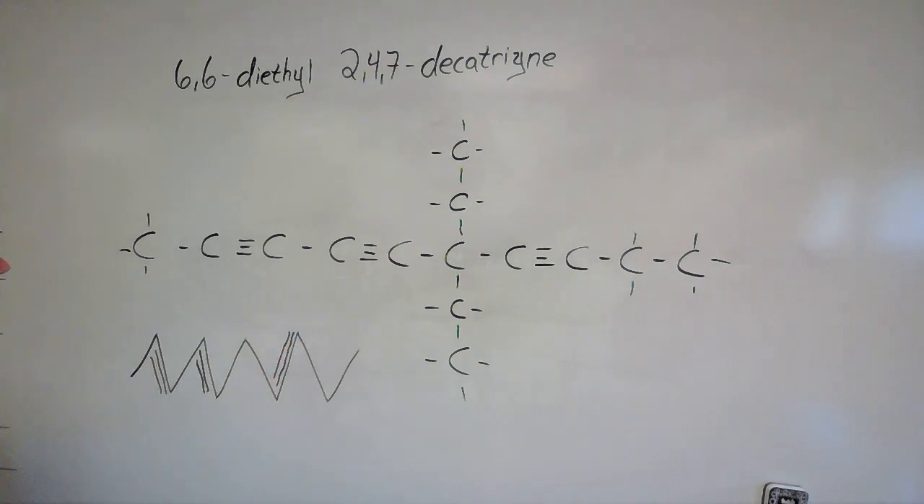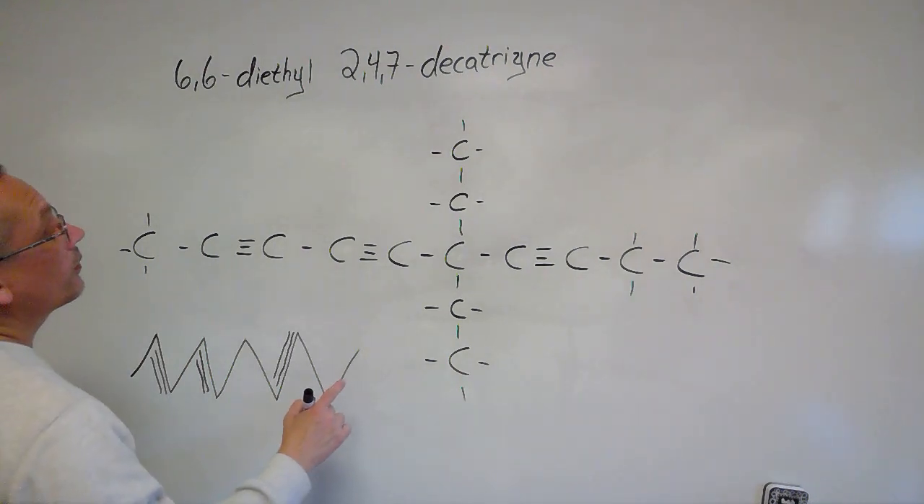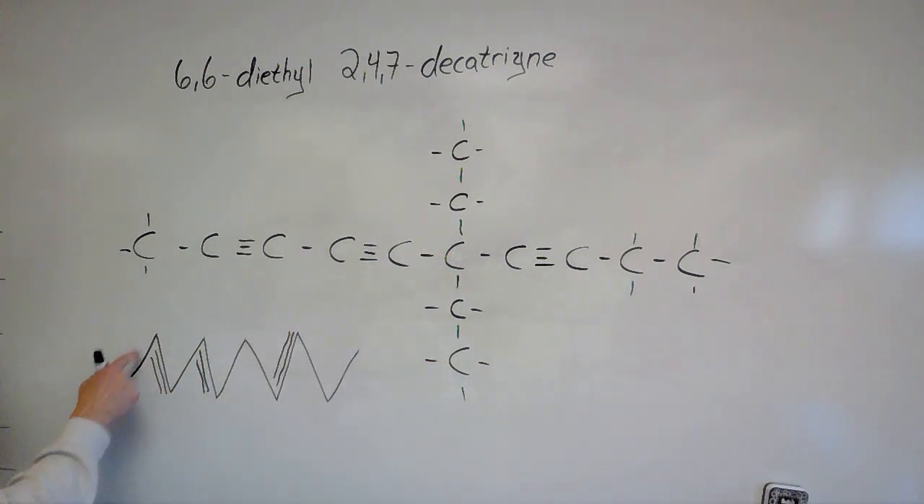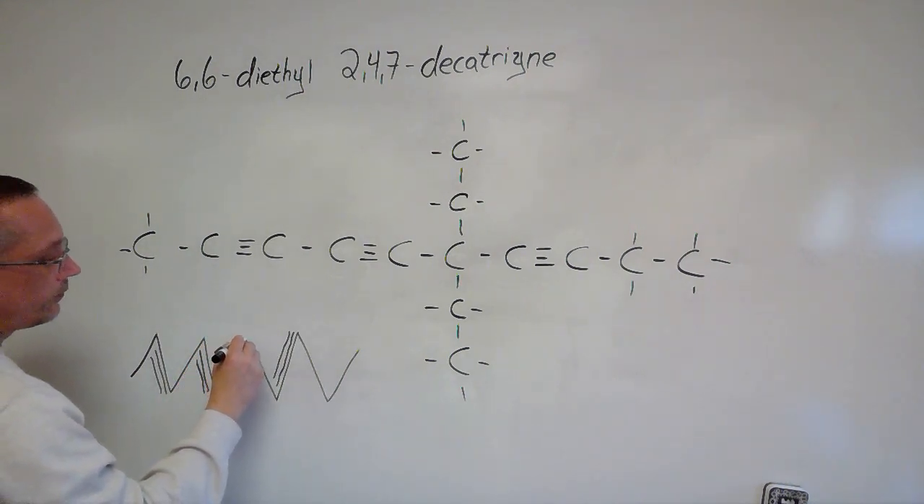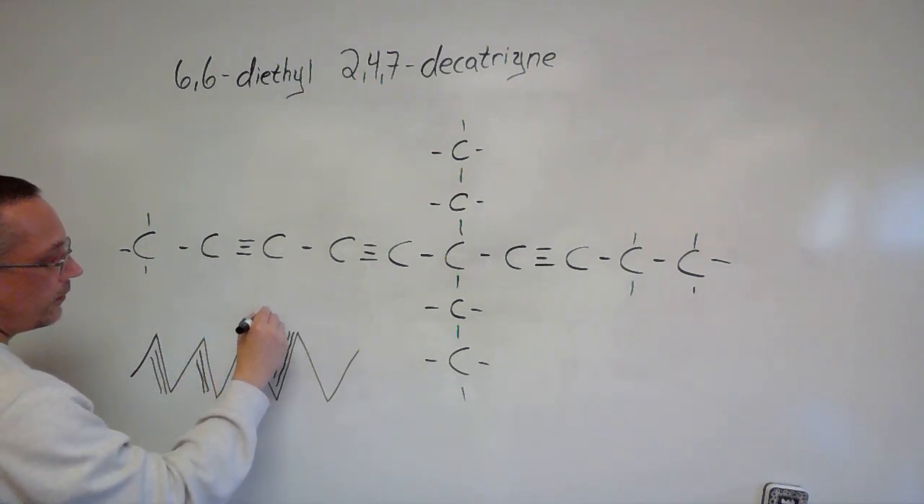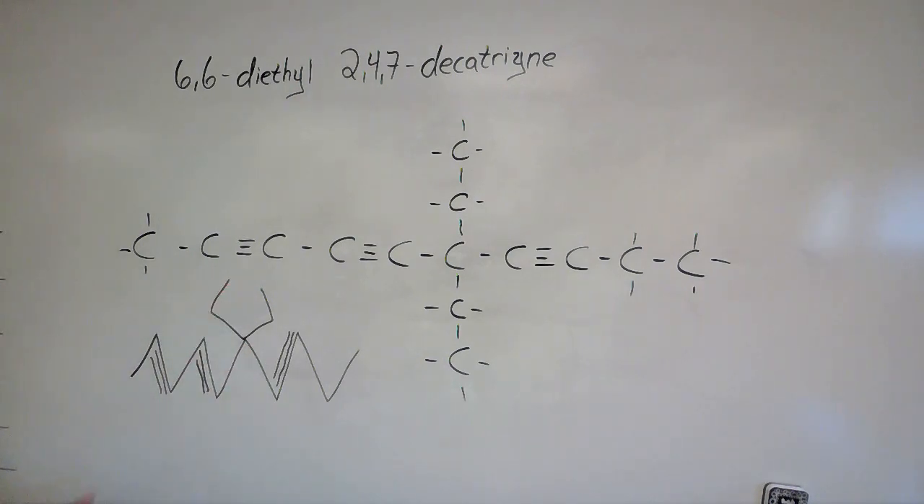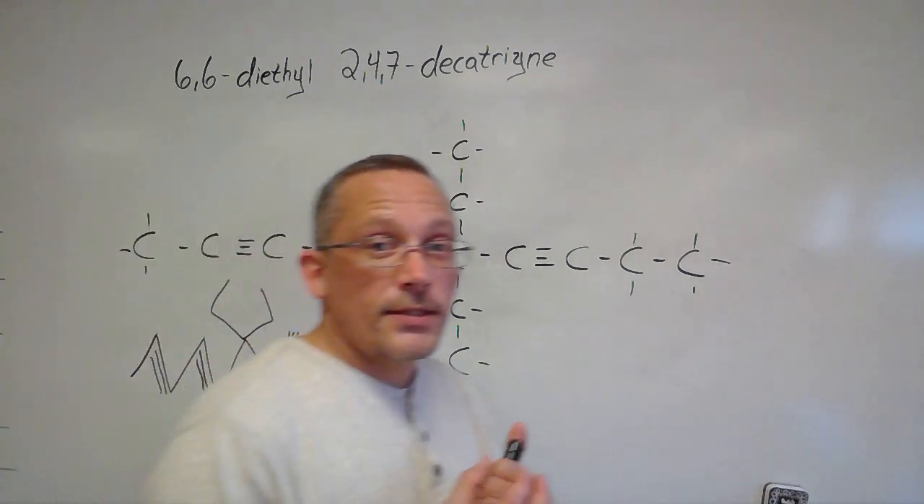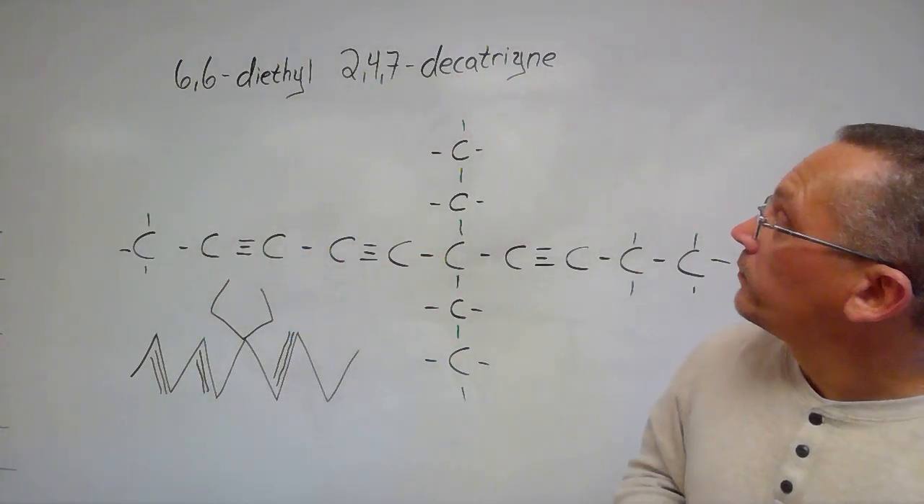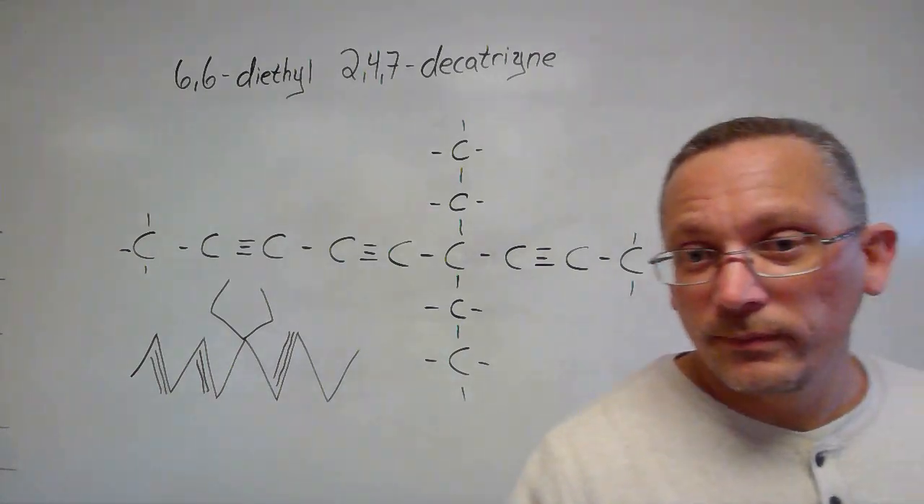Okay. Now let's figure out our branches. They come off of carbon number 6. 1, 2, 3, 4, 5, 6. They come off right here. Let's make this go this way. Make this come off this way. There we go. So there's a skeletal structure for that one. That one was 6,6-diethyl 2,4,7 decatriene.